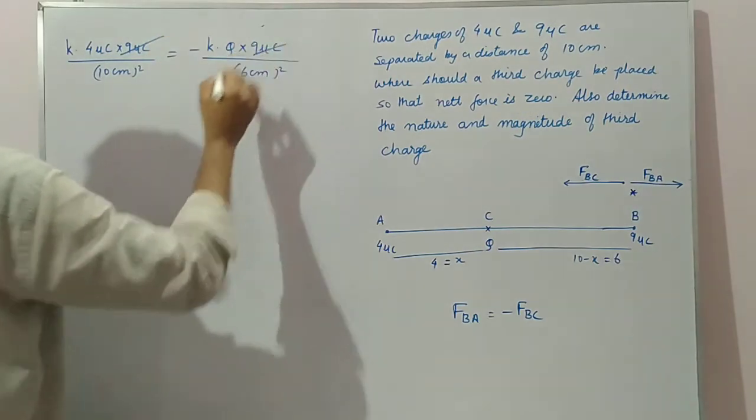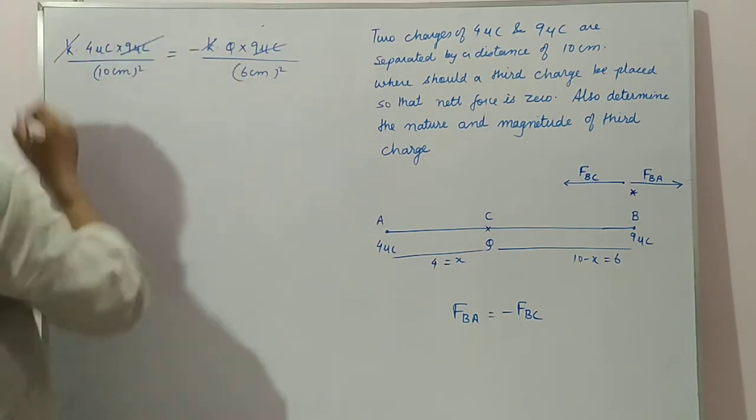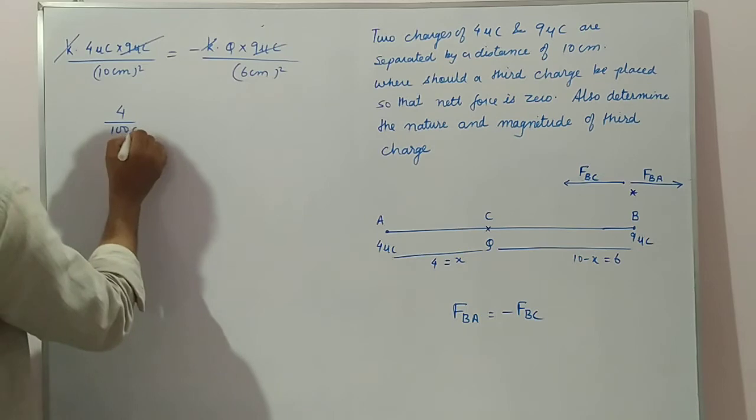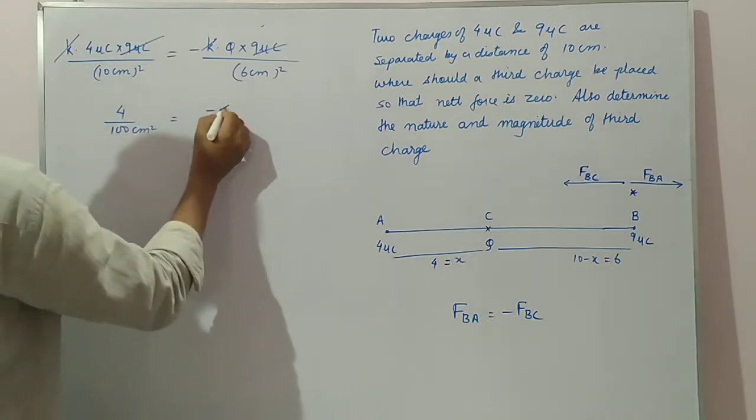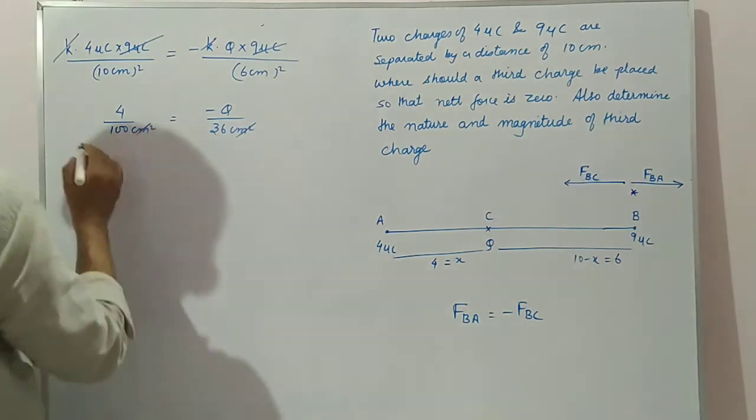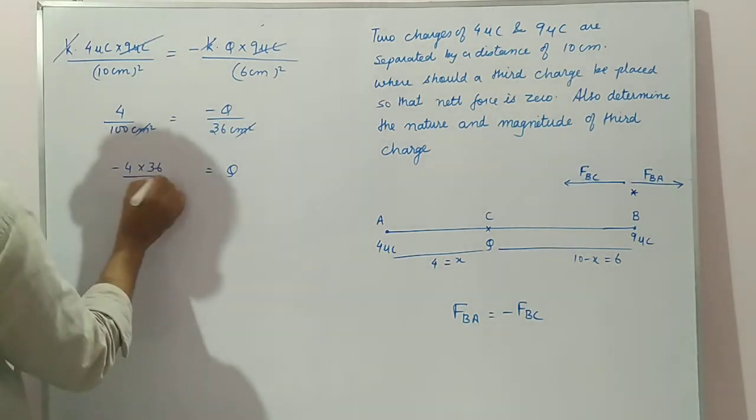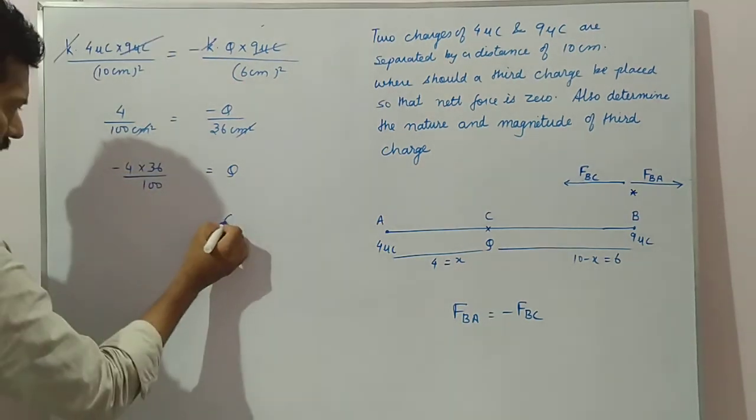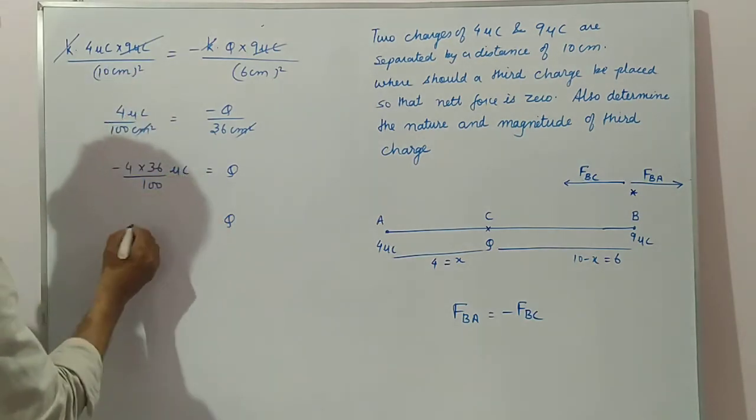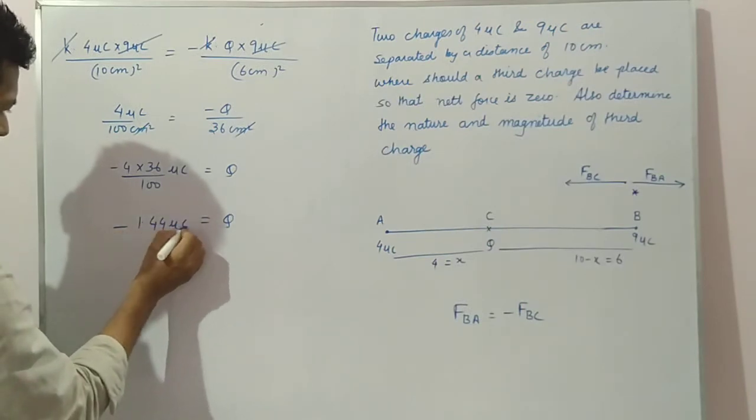9 microcoulomb will cancel out. K and K will cancel out. This is 4 by 100 centimeter square equal to minus Q by 36 centimeter square. This will cancel out. Q equals minus 4 into 36 by 100 microcoulomb, or Q is equal to minus 1.44 microcoulomb.